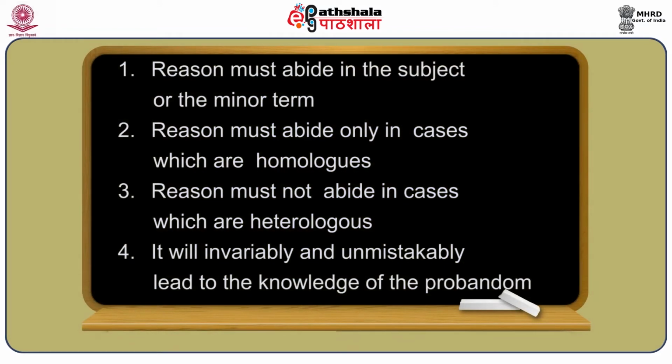First, the reason or middle term must abide in the subject or the minor term. Second, the reason must abide only in cases which are homologous. Third, the reason must not abide in cases which are heterologous. The fourth one states that it will invariably and unmistakably lead to the knowledge of the probandum. But what is the means of knowing that a particular probans would possess the triple characteristics?